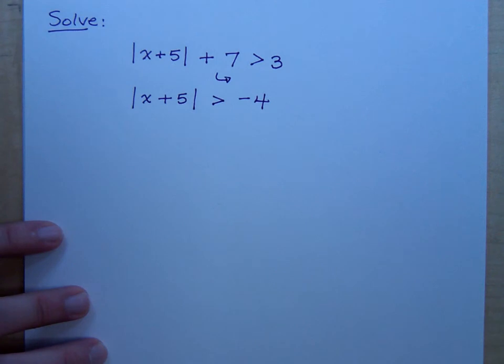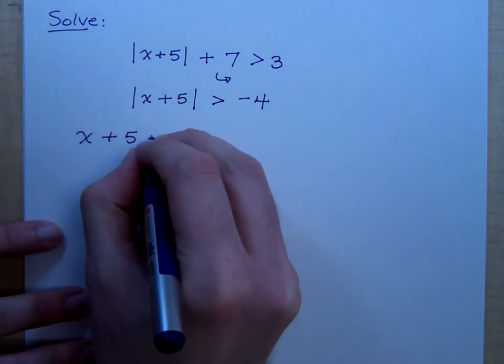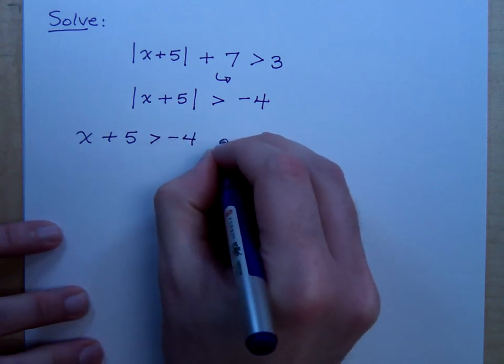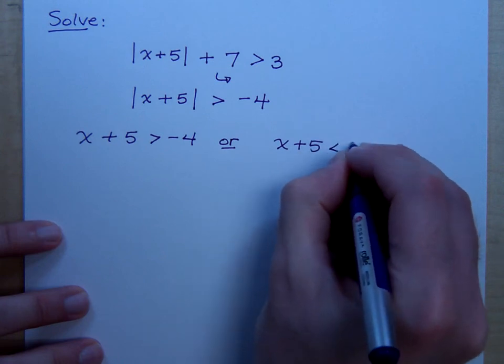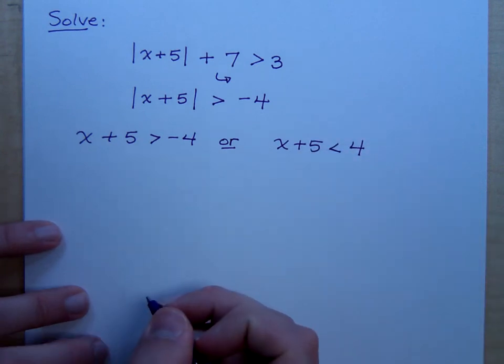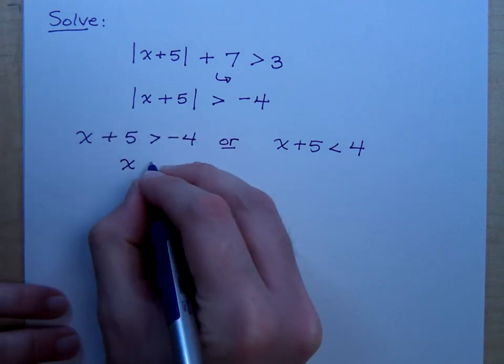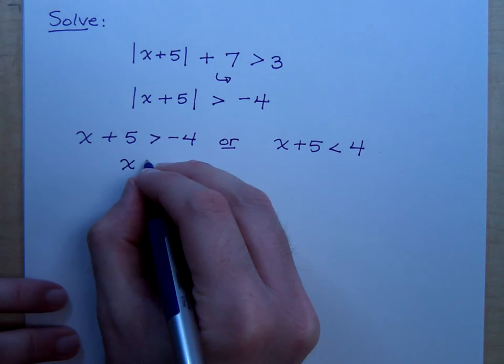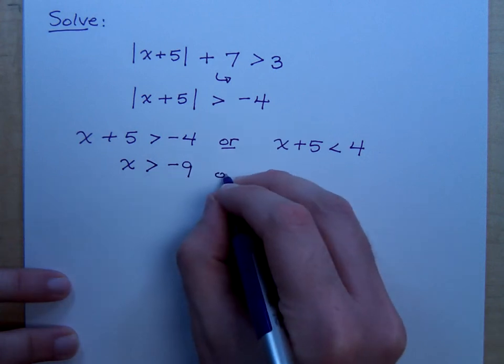What do you think? What am I going to do now? Have two inequalities? So your two inequalities would be x plus 5 is what? Greater than negative 4 or what? Okay. Now, these guys should be easy enough for us to solve. X is going to be what? Greater than negative 9, or x is what?